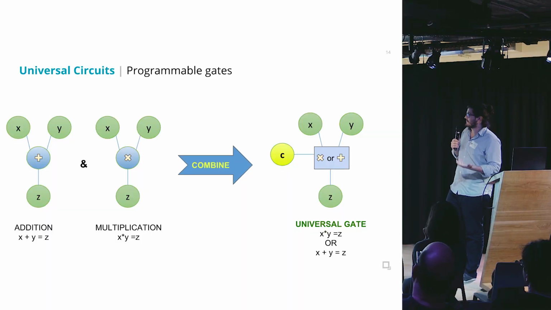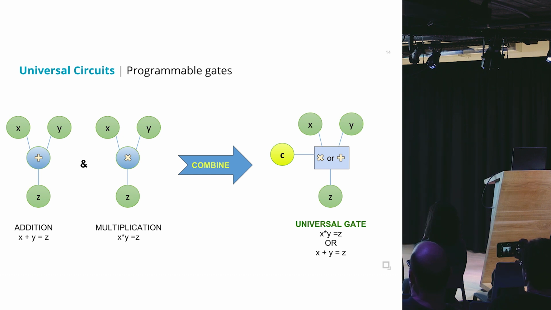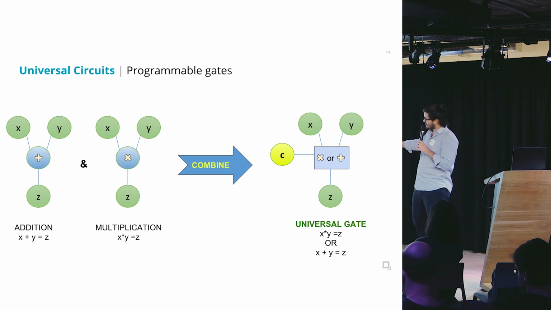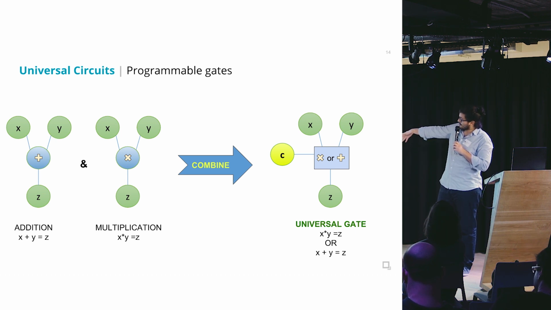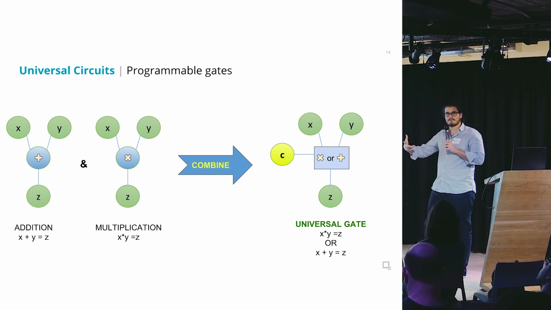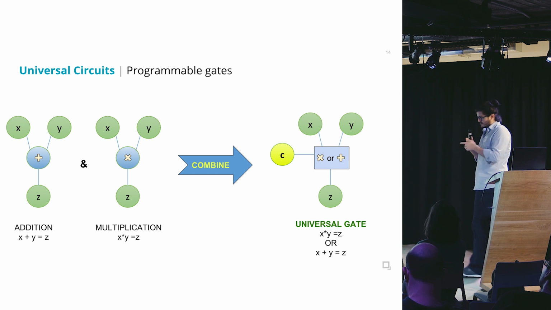So what do we mean by programmable gates, right? Let's say we have 2 different gates, an addition gate and a multiplication gate, where x plus y equals z or x times y equals z. Now we can actually combine them and create what we call a universal gate. The only thing that changes in some sense is this extra bit, a programmable bit, that essentially will tell the universal gate, hey, I want to compute an addition or I want to compute a multiplication, right? So as we said, this universal gate computes one or the other.